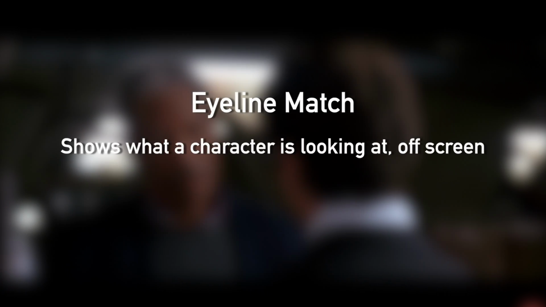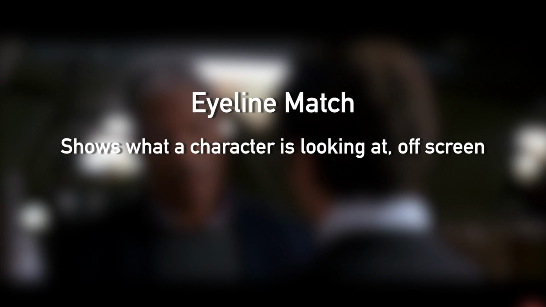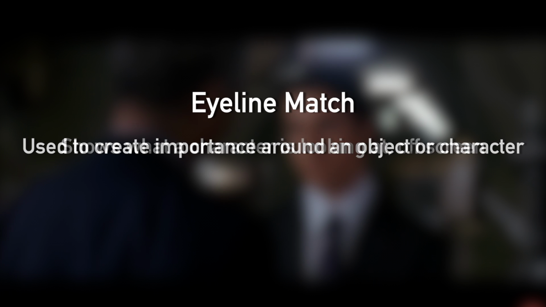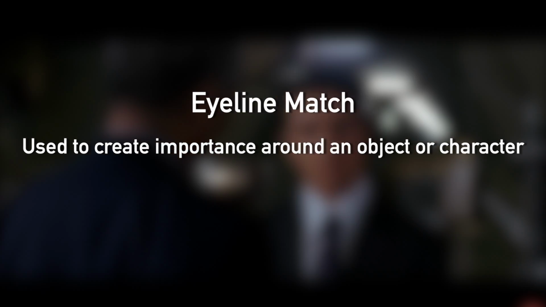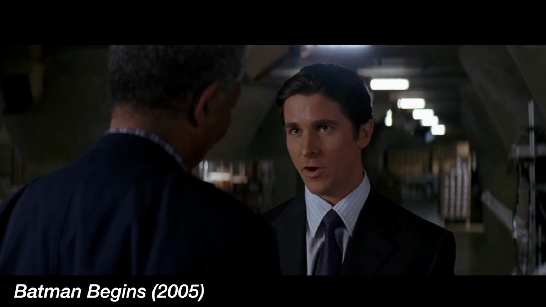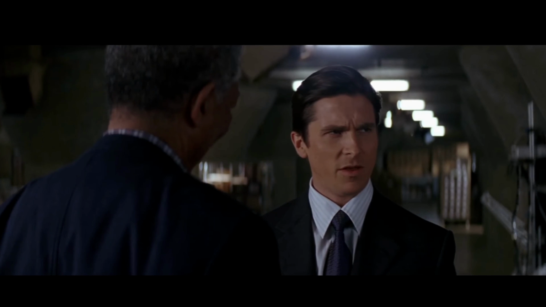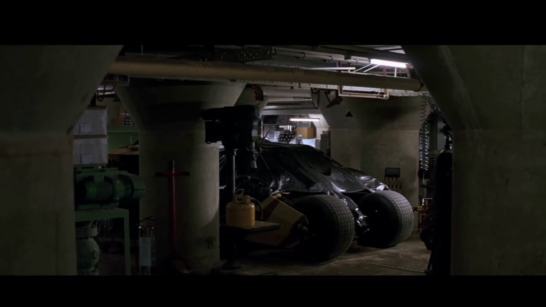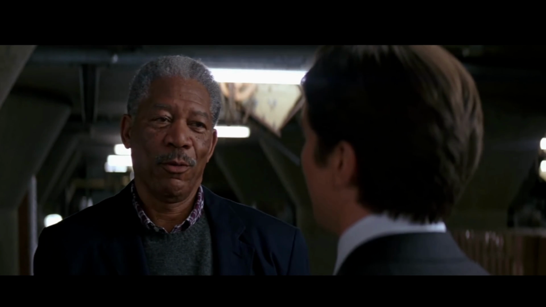Next up is the eyeline match. When a character looks off screen and the following shot shows what they are looking at, this is called an eyeline match. This is used to create importance around an object or character. In this scene from Batman Begins, Bruce Wayne looks off screen, indicating an object of importance. The next shot reveals that this object is the Tumbler, the vehicle that would become the Batmobile.